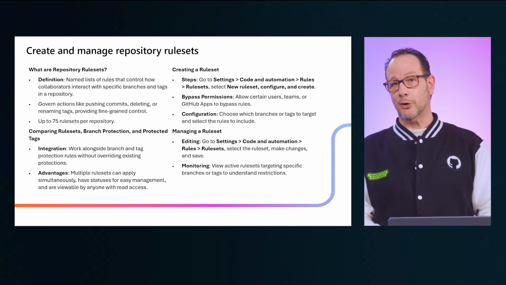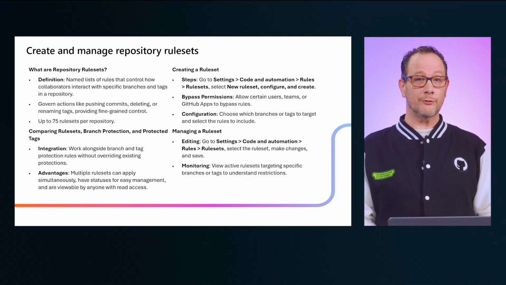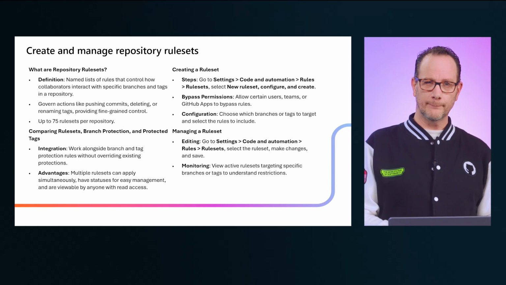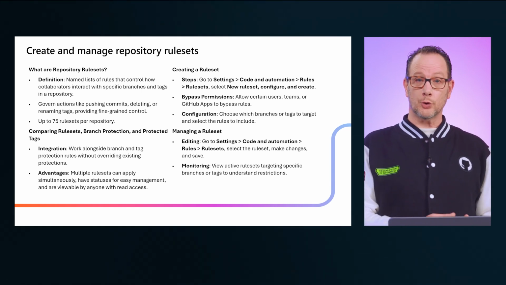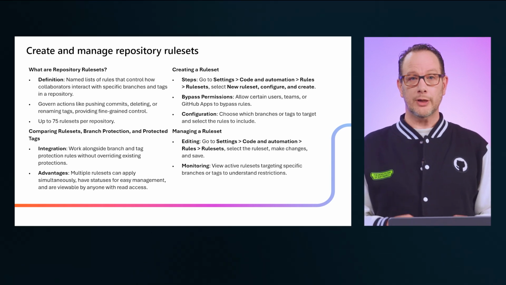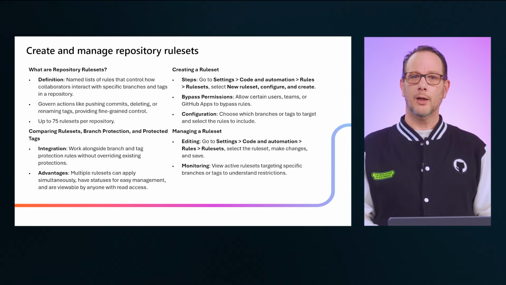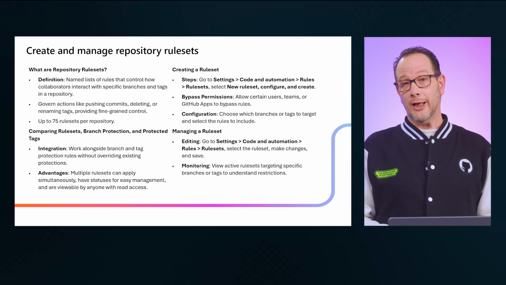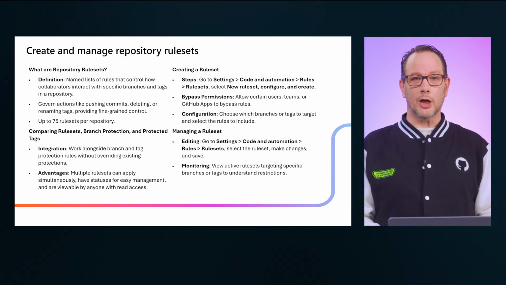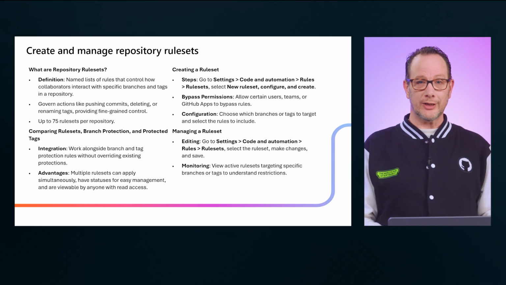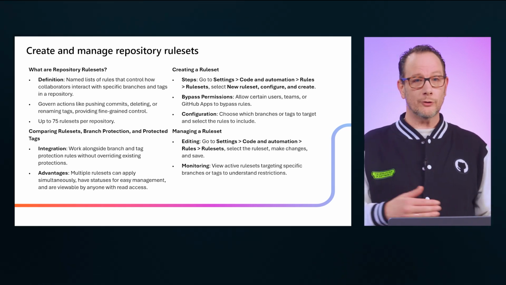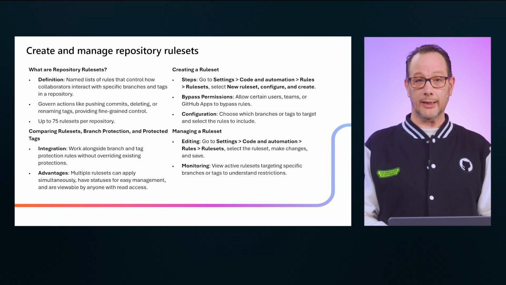Also, you might remember that there's a limit of 75 rule sets per repository. Rule sets work alongside any branch protection rules and tag protection rules within a repository. Many of those rules you can define within rule sets are similar to protection rules, and you can start using rule sets without overriding any of your already existing protection rules.